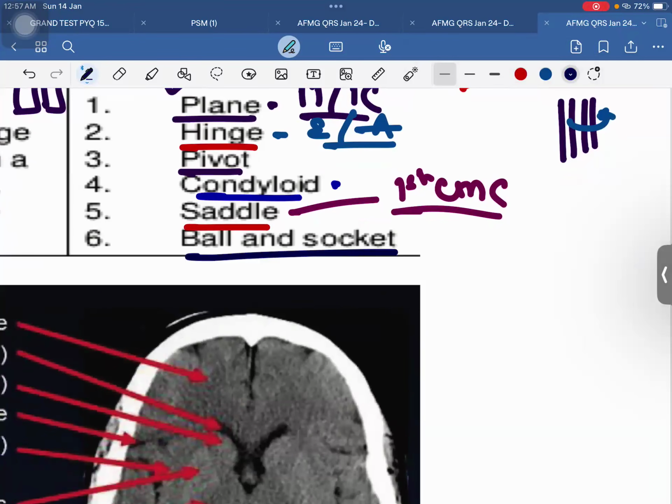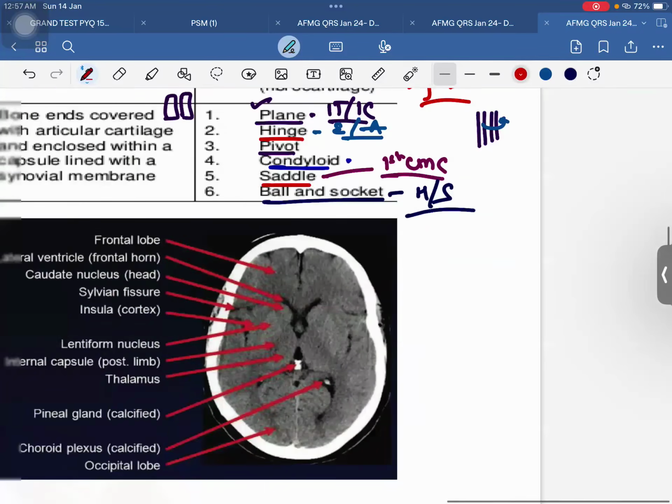Next is the ball and socket joint. For the ball and socket joint, the best examples are the hip and the shoulder joint. Yes, ball and socket, the best examples are hip and shoulder joints.